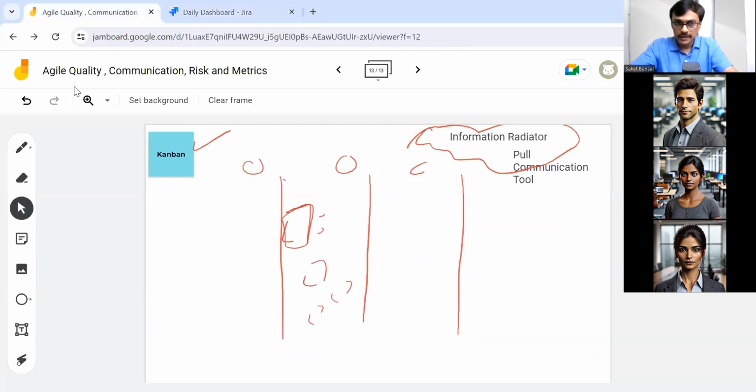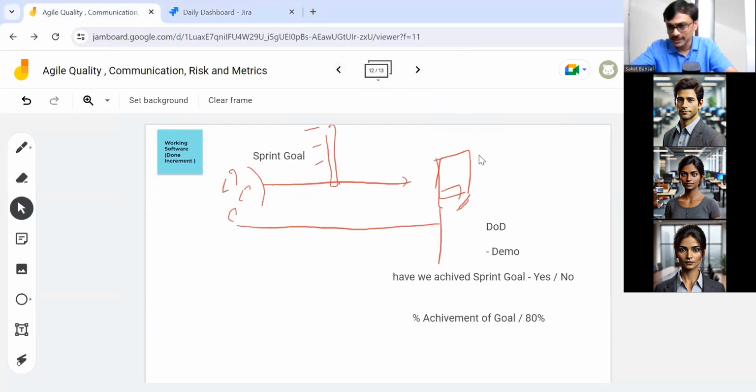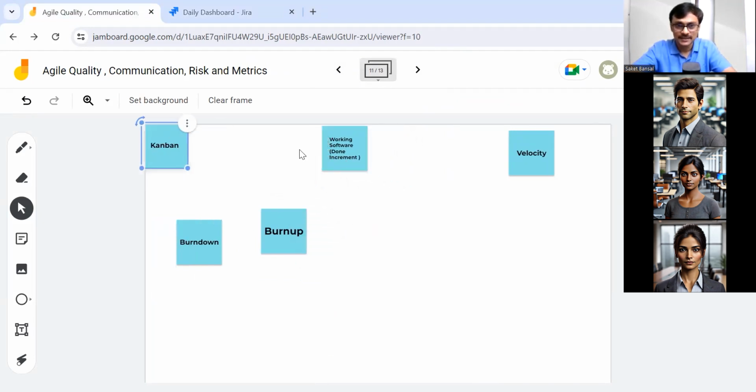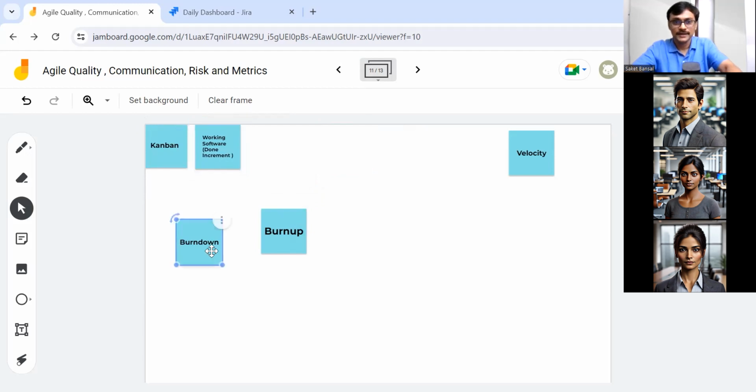Good. So Kanban board and pull communication explained. Working software is our first starting point. I move forward then. So burn down chart. These two are done. Now, burn down chart.